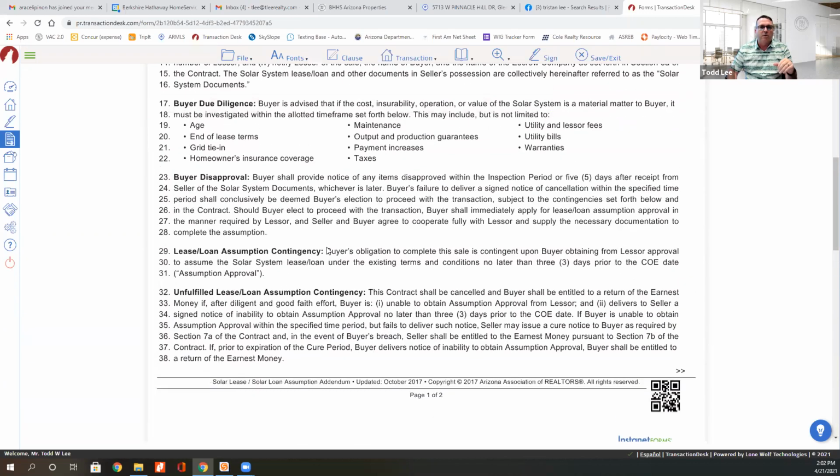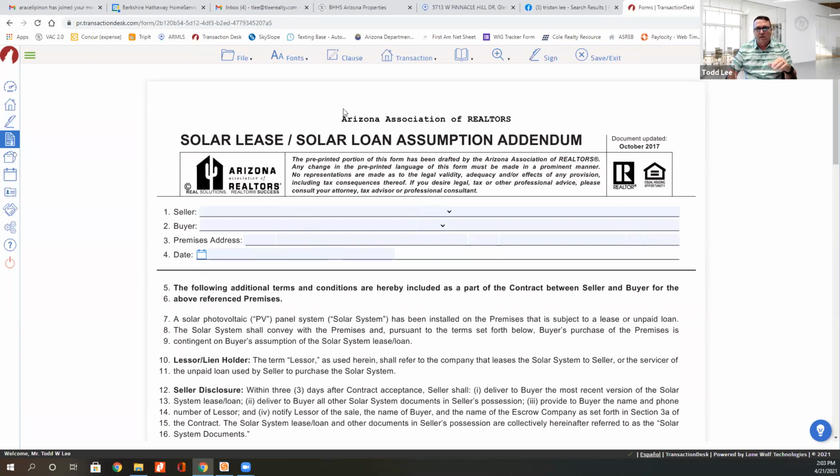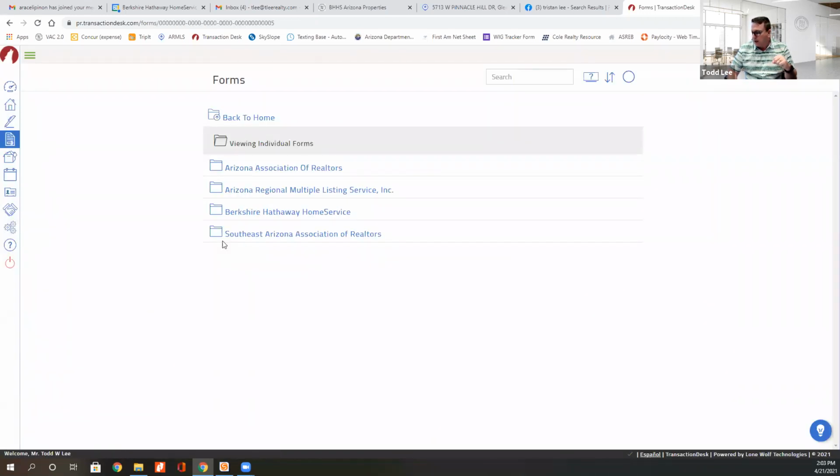Pretty basic and pretty simple, but it's an opportunity for your buyers to understand what they're getting into as far as a solar lease goes. And I think that's a big piece. The last thing I wanted to jump into real quick, we're right at 2:03, so we're running just a couple minutes late, but I wanted to finish this up.